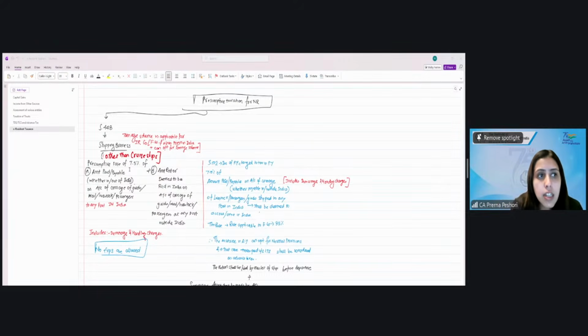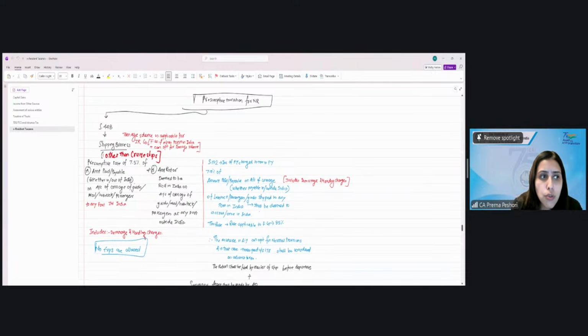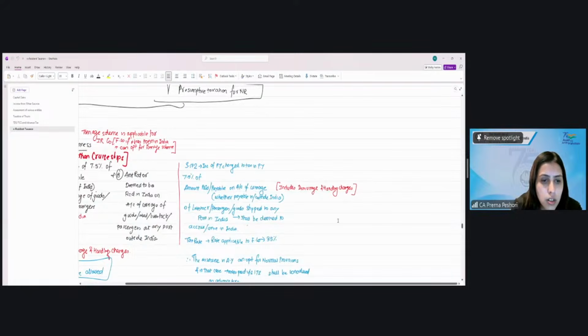Now for a shipping business, they have an option to go for this presumptive rate of 7.5%, or there is also section 172 which is applicable. What is section 172? Yes, what is section 172?